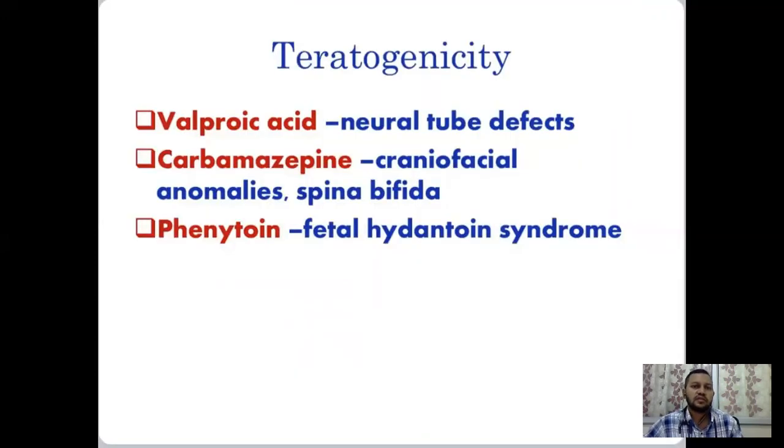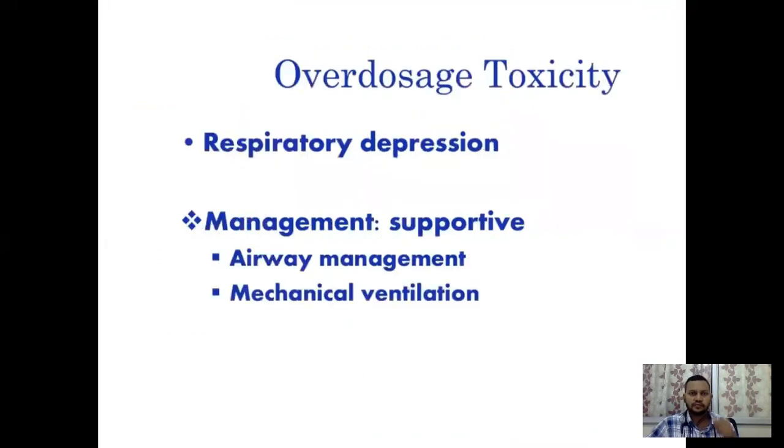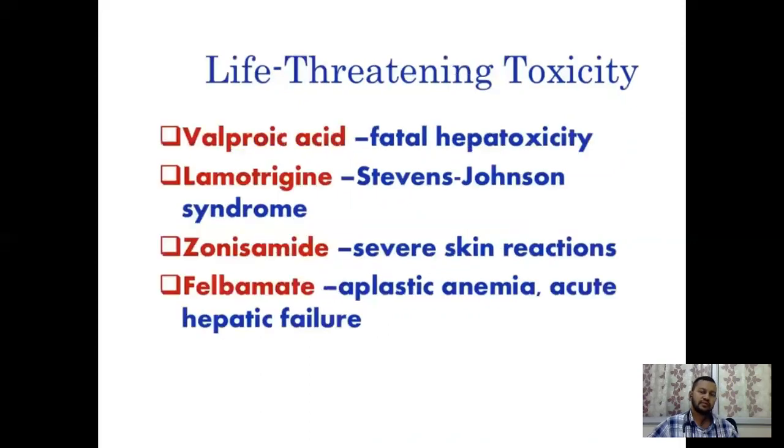Teratogenicity: valproic acid, most common side effect, neurologic defect; carbamazepine, craniofacial anomaly and spina bifida; phenytoin, fetal hydantoin syndrome. Overdose toxicity: respiratory depression. In respiratory depression management, support the airway and use mechanical ventilation. Life-threatening toxicity: valproic acid, hepatotoxicity; lamotrigine, Stevens-Johnson syndrome; zonisamide, severe rash; and felbamate, aplastic anemia and acute hepatic failure.